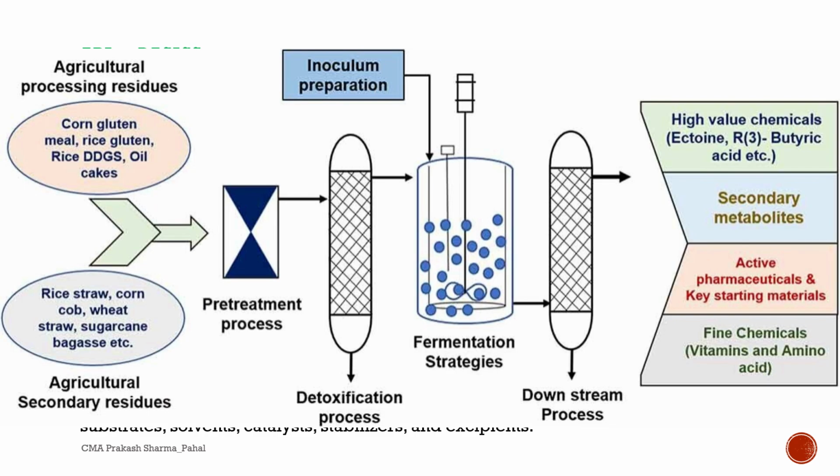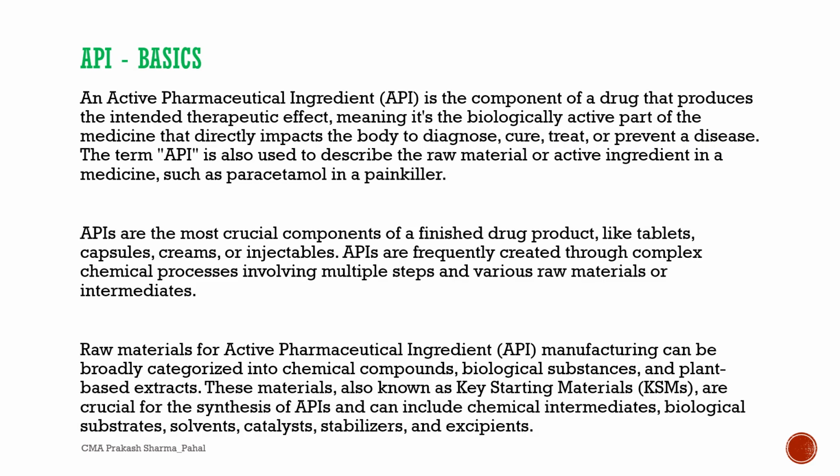APIs are frequently created through complex chemical processes involving multiple steps and various raw materials or intermediates. Raw materials for active pharmaceutical ingredients manufacturing can be broadly categorized into chemical compounds, biological substances, and plant-based extracts. These materials, also known as key starting materials, are crucial for the synthesis of APIs and can include chemical intermediates, biological substrates, solvents, catalysts, stabilizers and excipients.